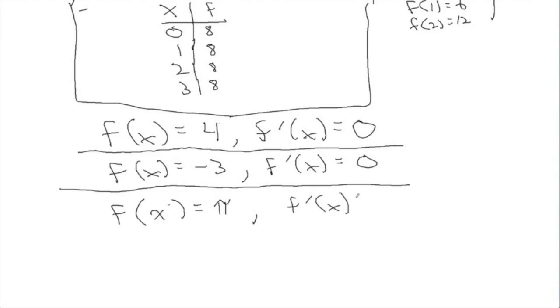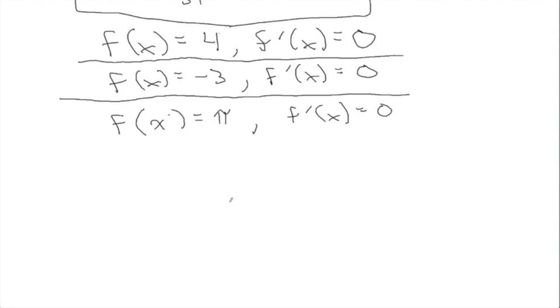This would also be 0. Good. And how would you interpret that? As x increases, the function does not increase. Yeah, it just stays at pi. This is a function that always outputs pi no matter what the input is. Good.